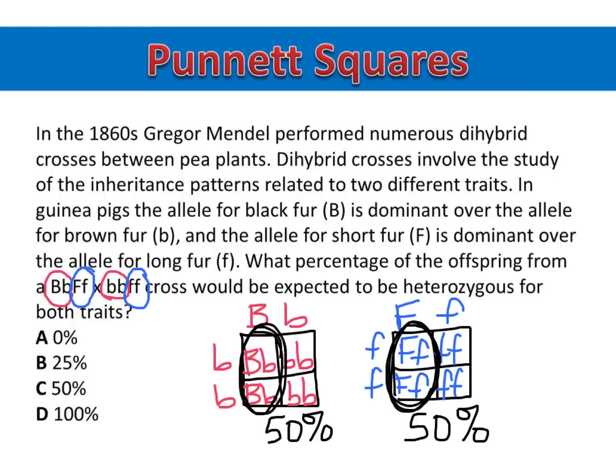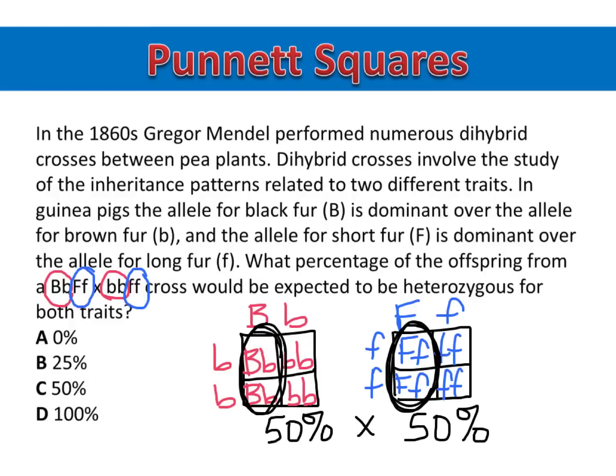And here's where you have to be extremely careful. There's a lot of students who stop right here and say, oh, 50% and 50%. The answer is 50%. That is incorrect. Whenever you're doing a dihybrid cross and you have two Punnett squares, it is absolutely important that you multiply your two answers together. You cannot stop until you are done.